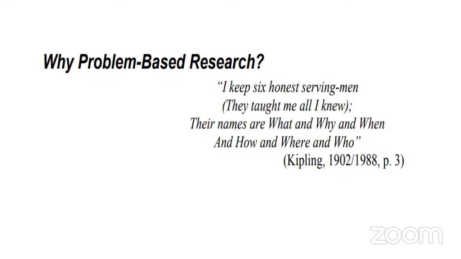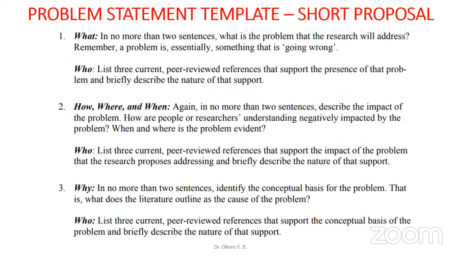We said that from the work of Kipling, he said that he has 6 honest men. And he said that these guys are what, why, when, how, where, and who. So in the next slide, we'll be looking at how to use these 6 honest men in putting up a short proposal that will have every technical background that you might be looking at.